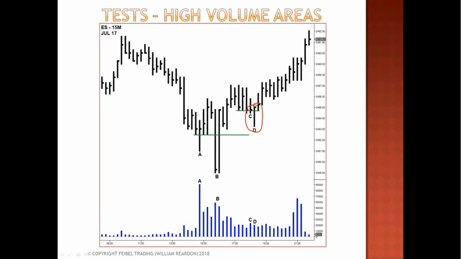And a natural place here would be the last swing high. We get a nice trade. Good. On to the next study.